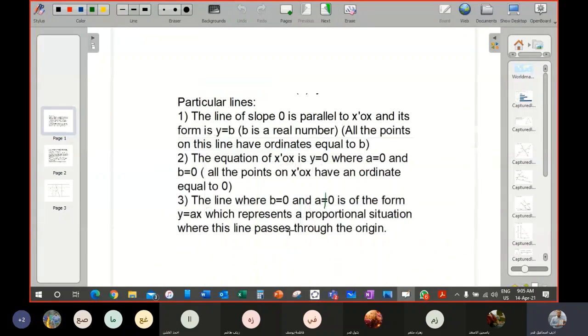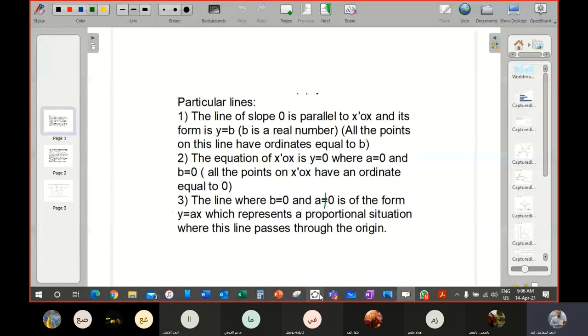The second one, the equation of x prime x. X prime x, as we said yesterday, is a straight line. Its equation is y equals 0, where a equals 0 and b equals 0. The slope is equal to 0 and the y-intercept b equals 0. All the points on x prime x have an ordinate equal to 0.